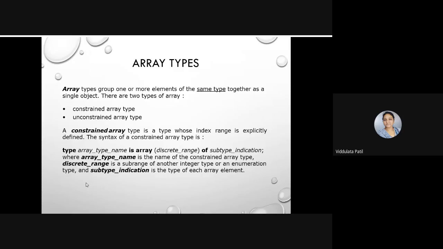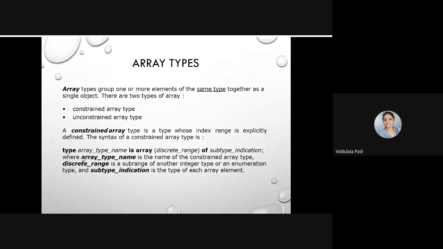Then another data type is the array type. An array is a group of one or more elements of the same type together as a single object. There are two types of array: constrained array type and unconstrained array type. A constrained array type is a type whose index range is explicitly defined. The syntax is: type, array type name is array, range, discrete range of subtype indication.